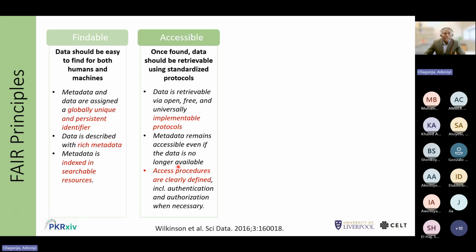And one that I particularly like to highlight is this third one, which is the fact that access procedures should be clearly defined, including if there is a need for authentication and authorization. And this is important because sometimes when we talk about accessibility, we can make the mistake of thinking that that means the data should always be openly accessible without any need for authorization or request. But that's not what accessibility means under FAIR principles. It means if there are access procedures, they should be clearly defined.